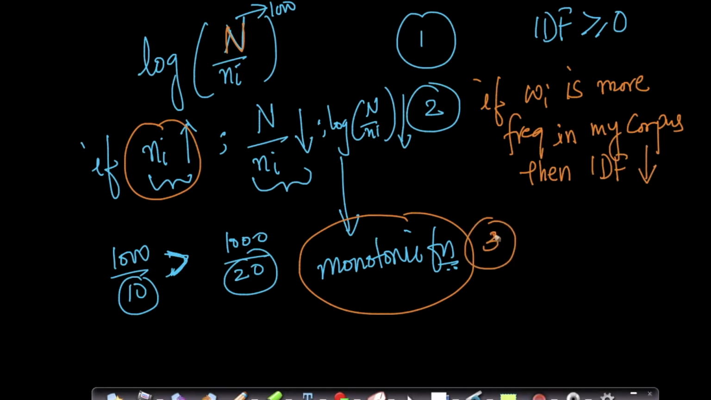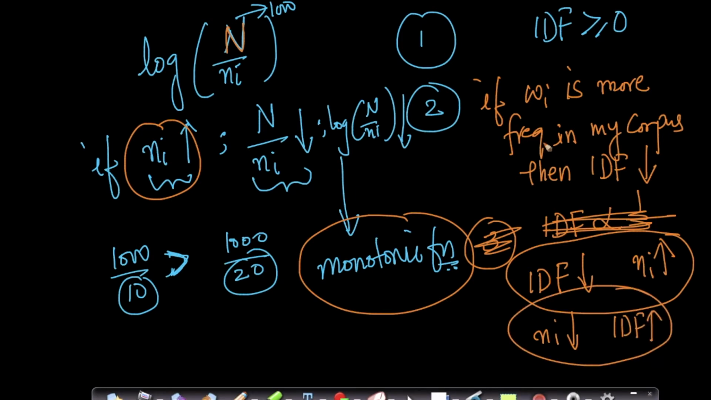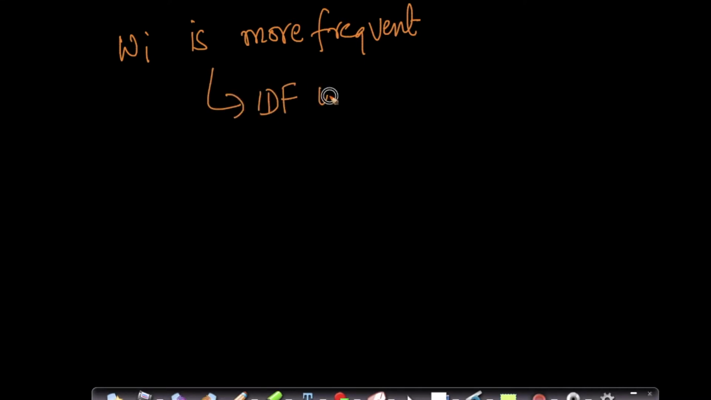So you can think of this as IDF being inversely proportional to Ni. You can say IDF decreases when Ni increases, and similarly, if Ni decreases, IDF increases. This is a very important property of IDF. So literally what IDF is saying here is, if a word Wi is more frequent, meaning it occurs in lots of documents, then its IDF will be low.